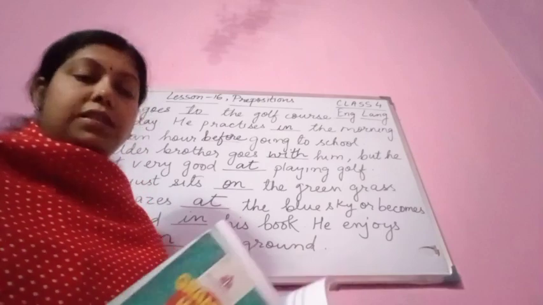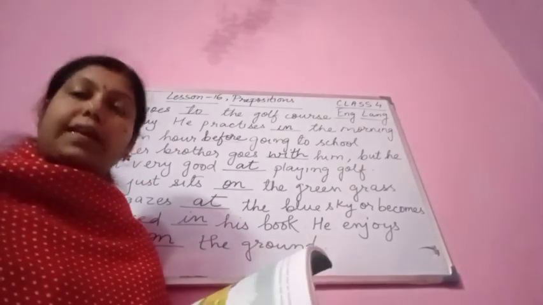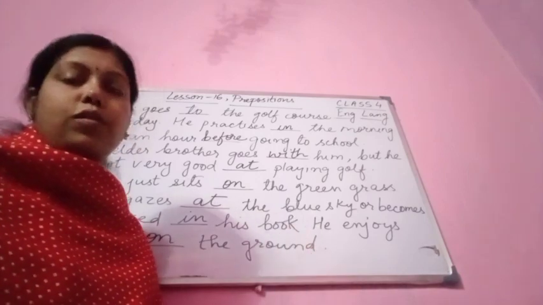Okay, children. So we have completed this lesson. We have done all the exercises. You please see the video and match all the exercises. Alright, children. Please go through this lesson, prepositions. Okay, thank you.